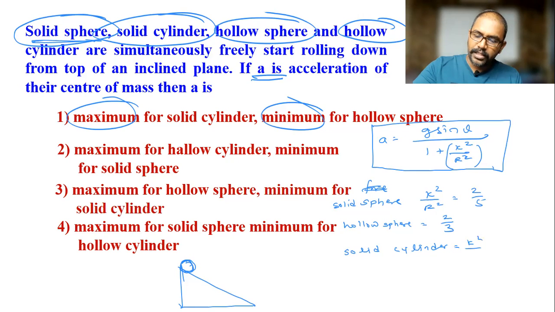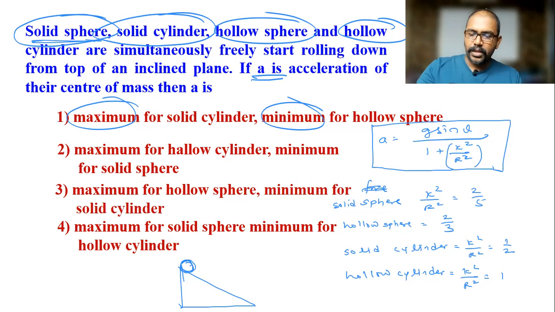The solid cylinder has a moment of inertia mr square by 2, so here 1 by 2 is coming. And the last one is the hollow cylinder. The hollow cylinder has a moment of inertia mr square, so here k square by r square is 1 by 1, which means 1. So 2 by 5 is 0.4. 2 by 3 is 0.666 recurring, so I write 0.67. 1 by 2 means 0.5, and it is 1.